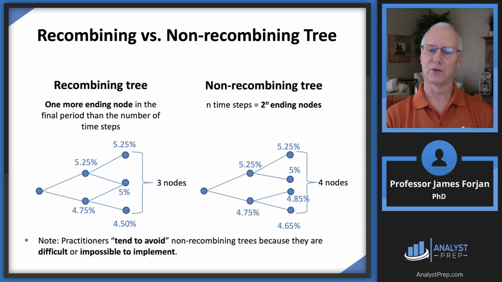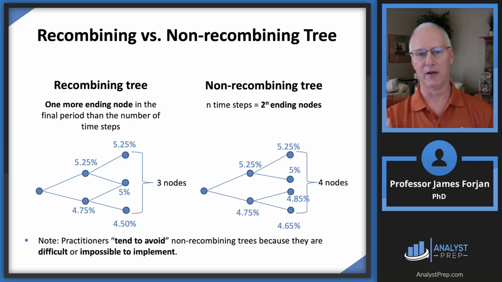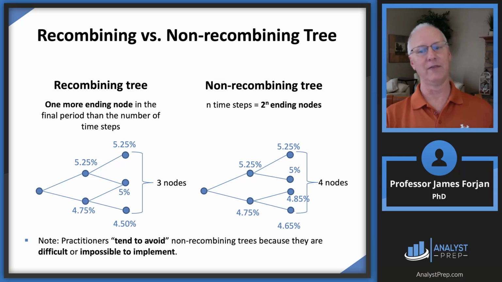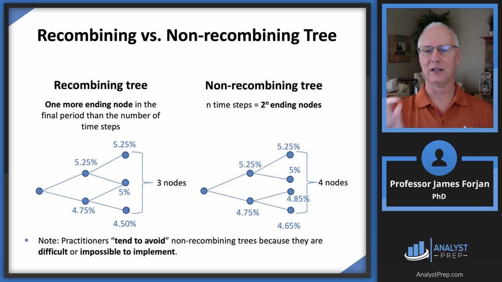Now, look at the illustration on the right. Notice that we don't arrive at that 5%. If we go up to 5.25, maybe we go down to 5 or up to 5.2, right? So there's the 5. But if the path leads us downward and we go down to 4.75, then we only go up to 4.85, not to 5. So there's not a link at that node. There are 2 separate nodes. That's the nature of the non-recombining tree.